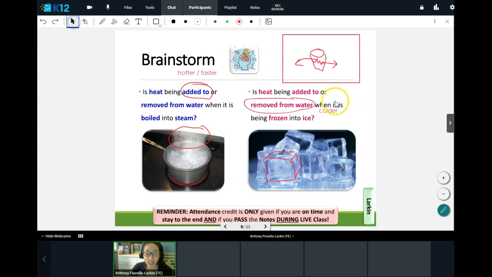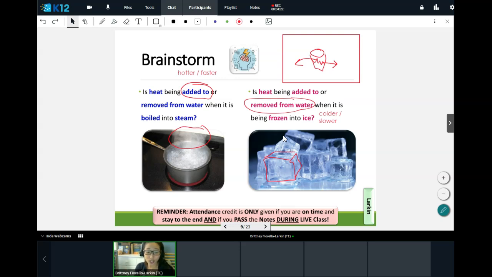Tell me in the chat. Yeah, they definitely have less motion, right? They're still kind of vibrating in place, but they definitely have less motion. They're moving much slower, so colder and slower. So as we add heat, you get hotter and faster. As we take away heat, you get colder and slower.